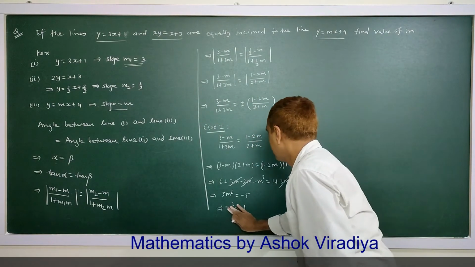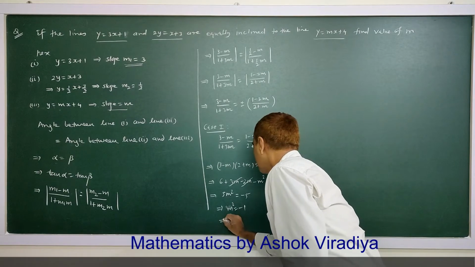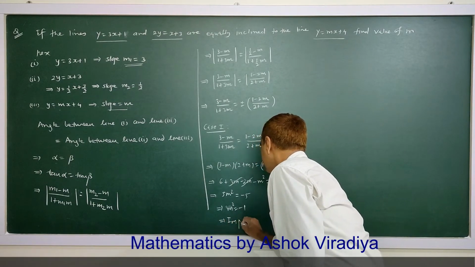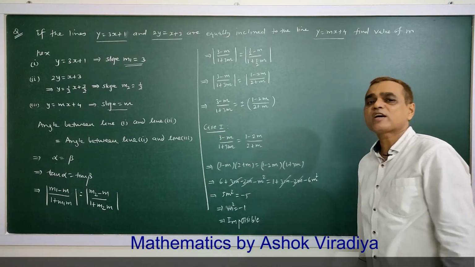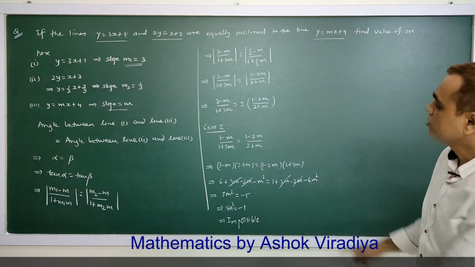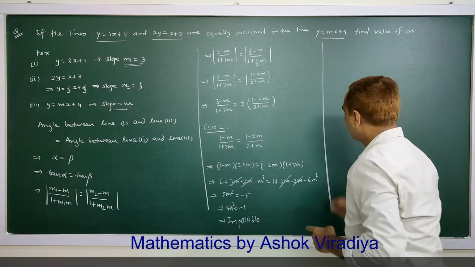This is not possible. It is impossible, because the square of any real number cannot be negative. So this case is not possible. Now we take case 2.